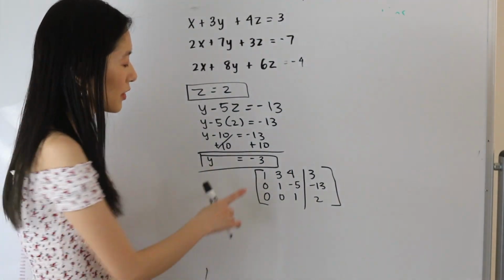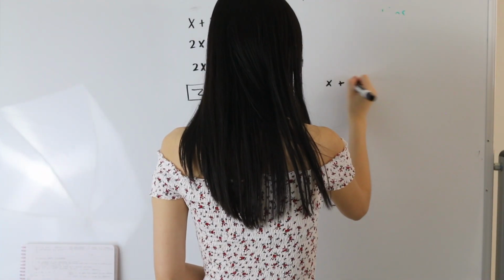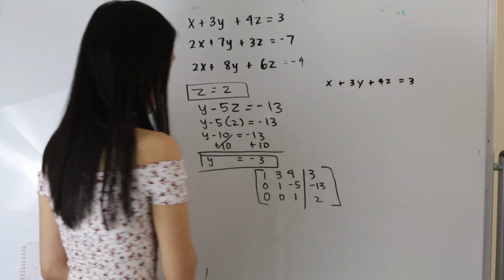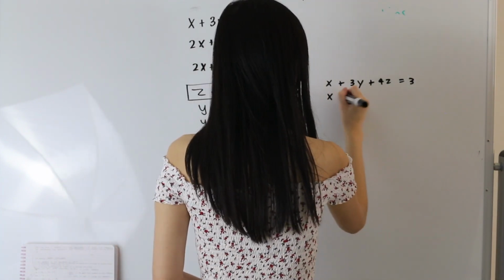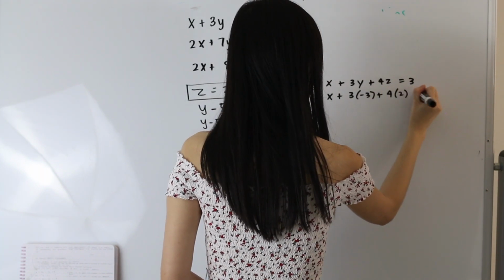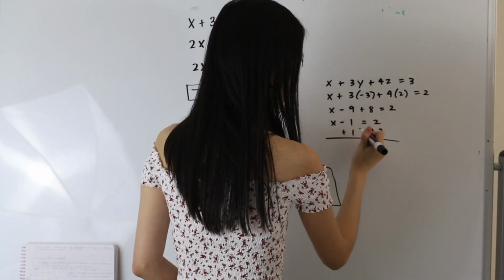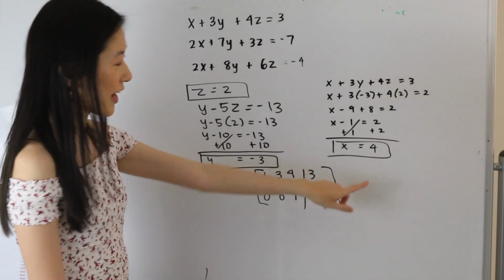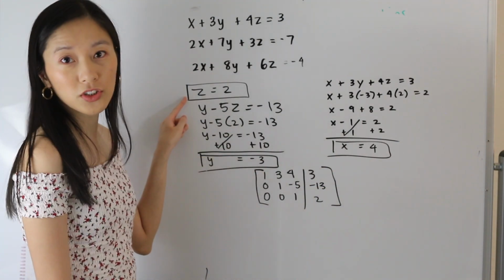Now let's write the first row of the augmented matrix as an equation. So we have x plus 3y plus 4z is equal to 3. So we already know what z and y are, so let's go ahead and plug those in here. And then let's solve for x, and we get x is equal to 4. And so our final answer is x is equal to 4, y is equal to -3, and z is equal to 2.